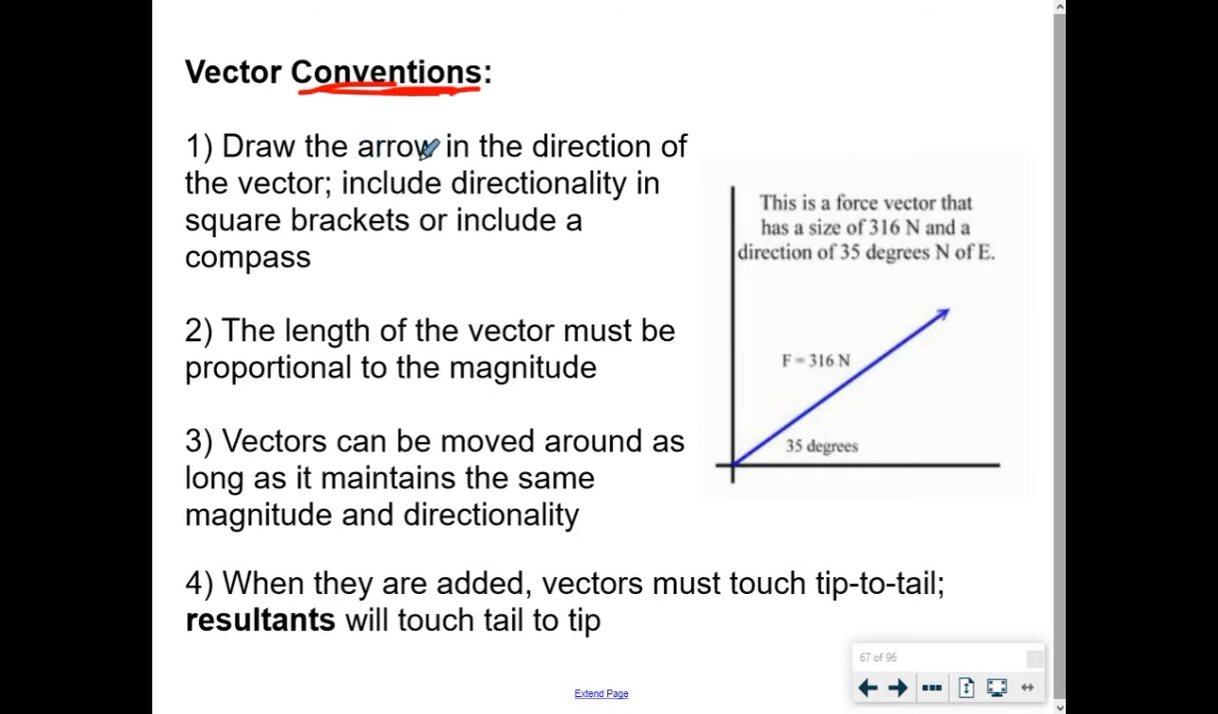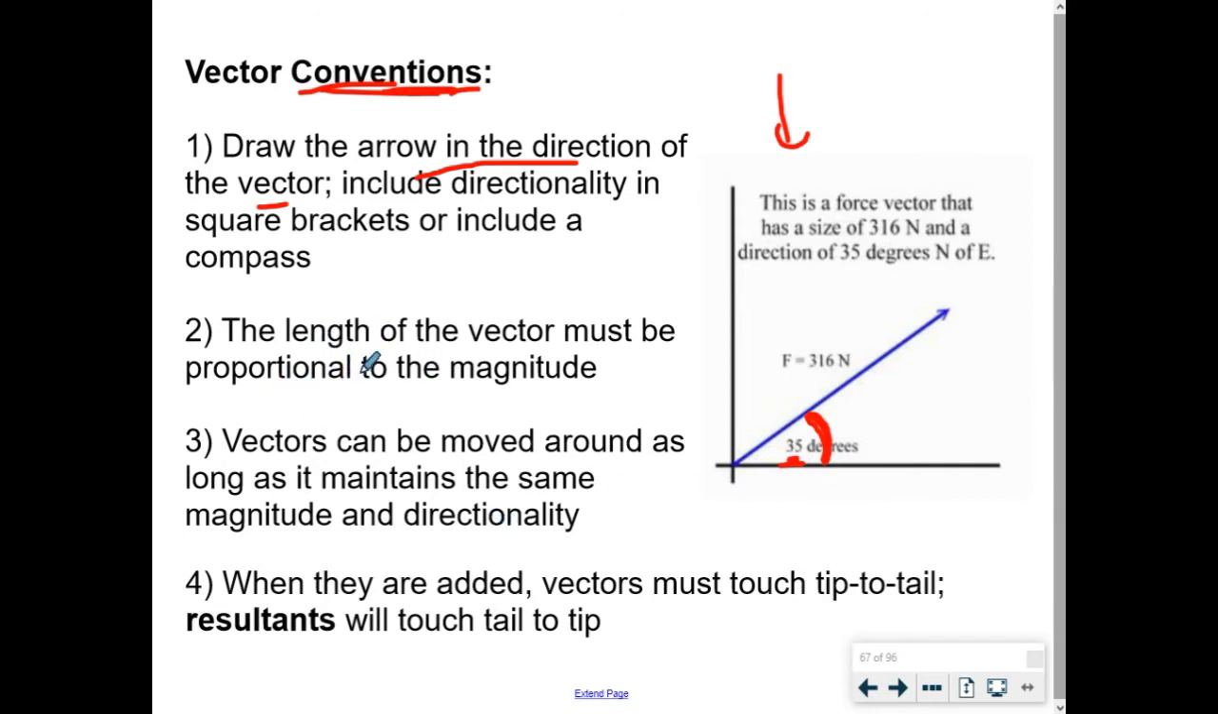So the first one, we always draw the arrow in the direction of the vector. I mean, that kind of makes sense. Why would I say, hey, someone is going north, and I draw it the way that is south? We should draw it in the right direction. We always like to have square brackets in directions or some sort of compass. Like this one right here, you can see it says 35 degrees. That's going to imply that from the axis to there is 35, and that way we know more information.